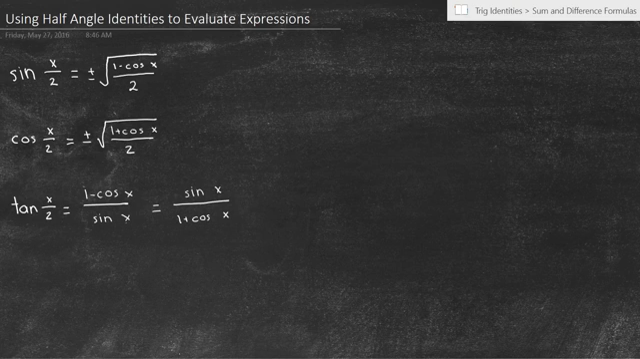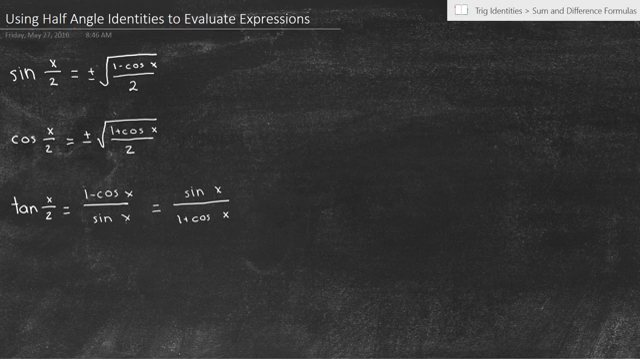Hey guys, so today's video is going to be about using half-angle identities to evaluate expressions. These formulas are preferred by a lot of students over the sum and difference formulas, and I agree, when you can use these, you definitely should. You can see that the formula is a lot quicker than using the complicated sum and difference.